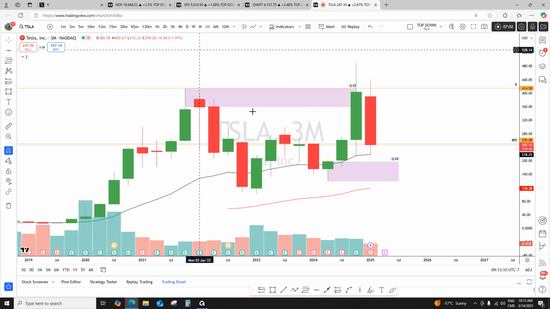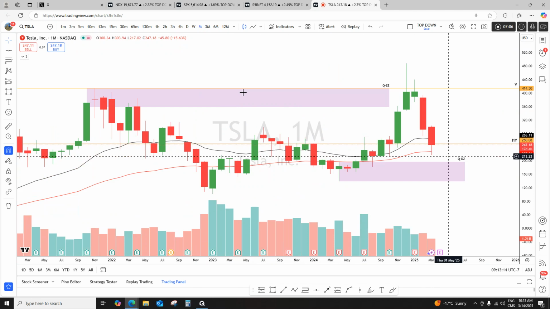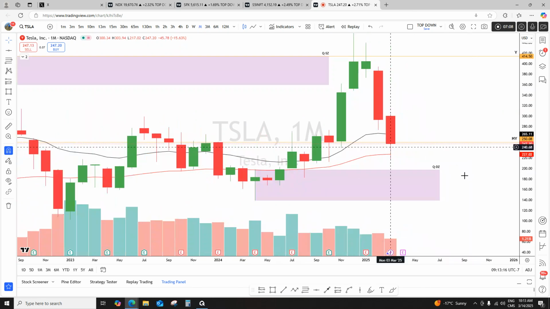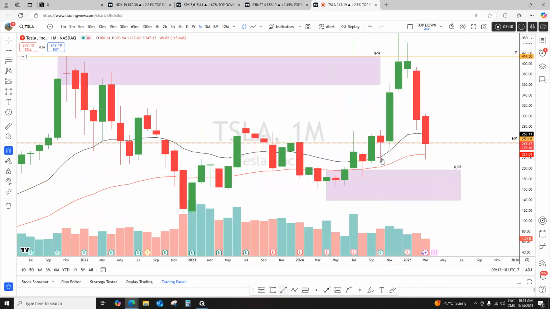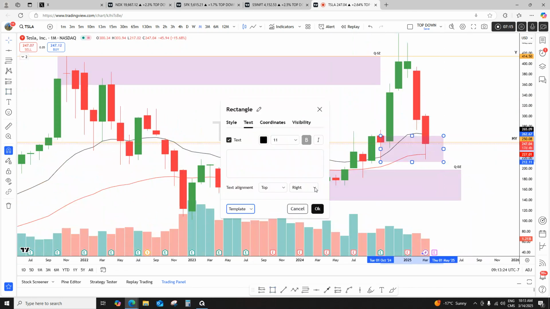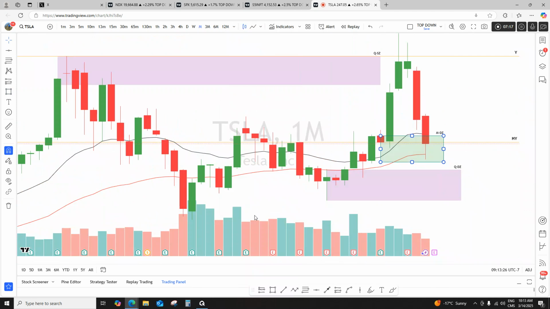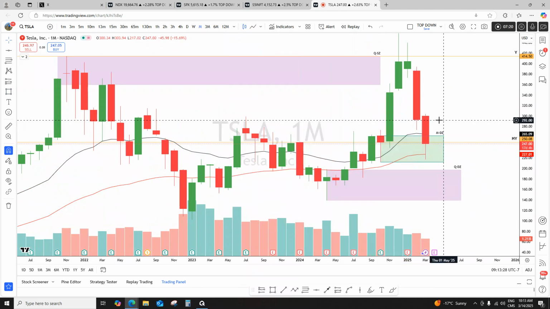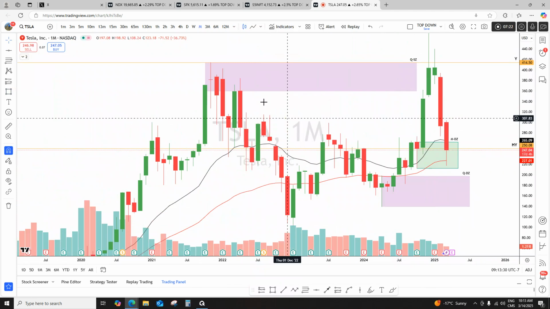And let's go down further into monthly. Now, clear cut monthly demand zone right here. You cannot avoid this demand zone. Monthly, clear cut. There's no doubt about it. Okay, monthly demand zone. How am I marking this? How am I marking all these zones?